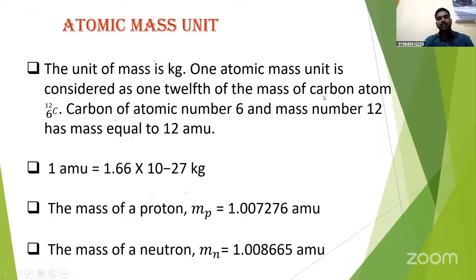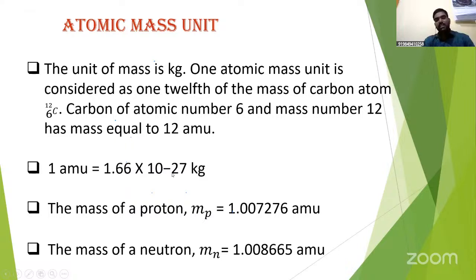Okay. So carbon is what? Carbon is an element whose atomic number is 6 and mass number is 12, isn't it? So here the unit of mass is kg. One atomic mass unit, 1 AMU we will call it, is considered as 1/12 of the carbon atom mass. Carbon of atomic number 6 and mass number 12 has mass equal to 12 AMU, that is atomic mass unit. One atomic mass unit is equal to how much?